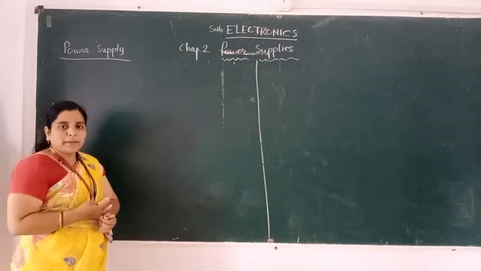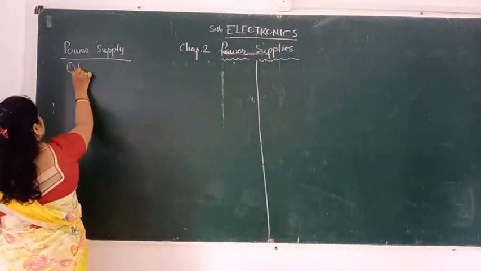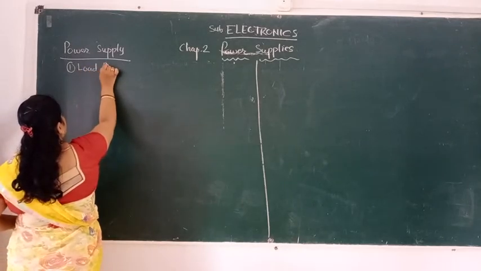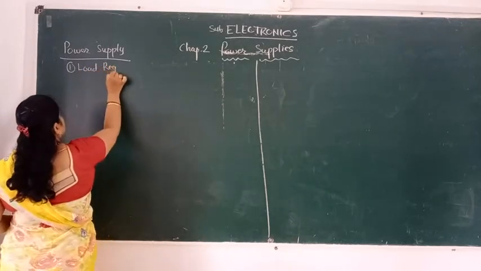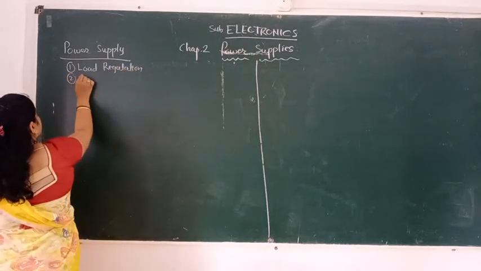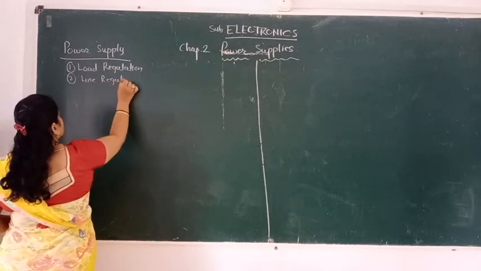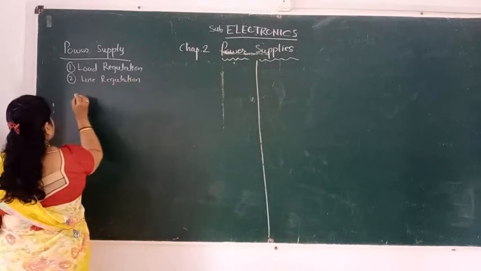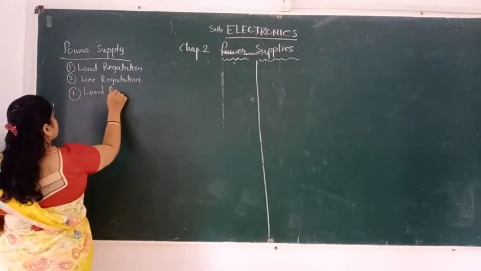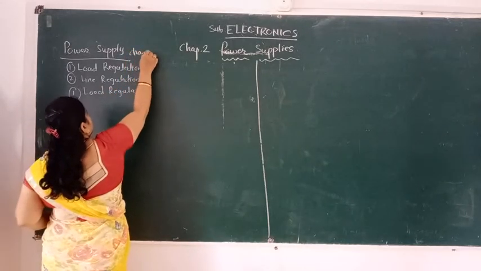Power supply regulation is mainly of two types: load regulation and line regulation. First we will see what load regulation is, and what power supply characteristics we are going to see.